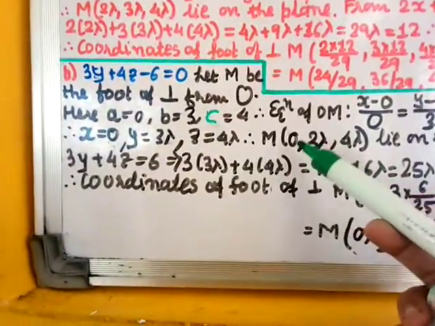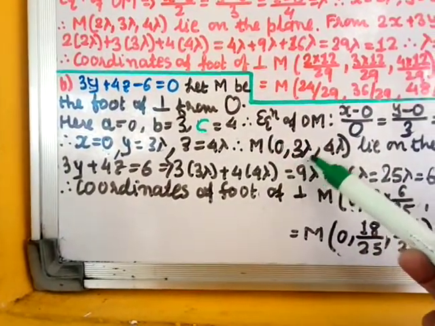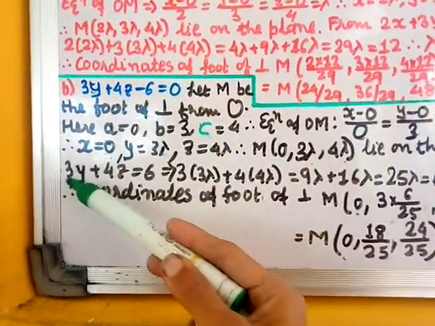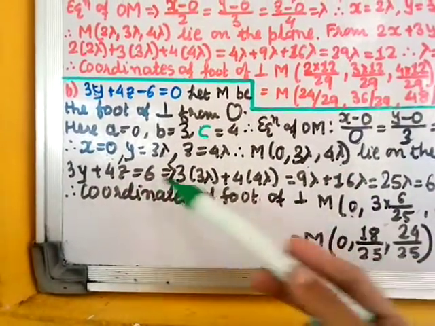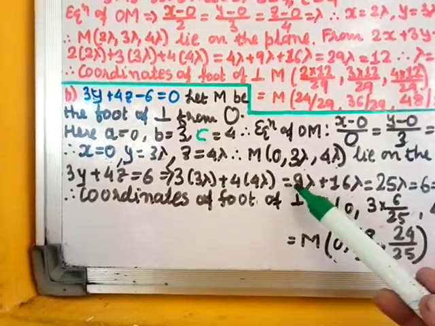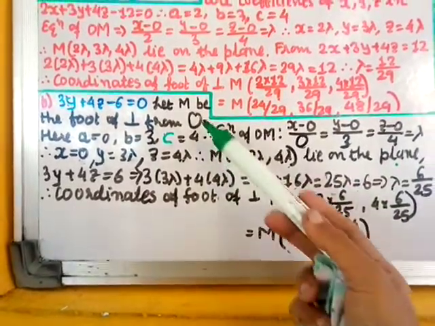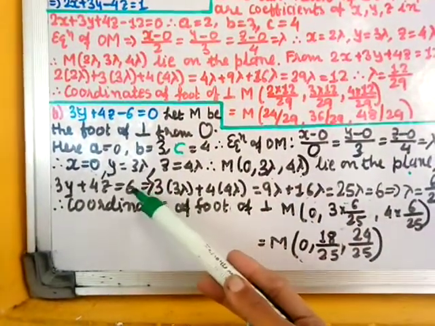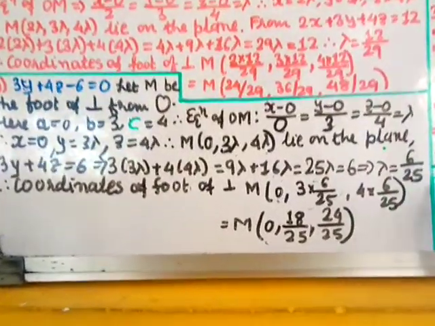So let us place the value. First, there is no x value, so there is no need to put x. We put the y and z. So here 3, the y value is 3 lambda, plus 4, the z value is 4 lambda, equal to 3 into 3, 9 lambda, plus 4 into 4, 16 lambda. 9 plus 16 will give you 25 lambda equal to, this side is 6, right? This minus 6 transferred here. Now 25 transferred over here, so we get lambda equal to 6 by 25.